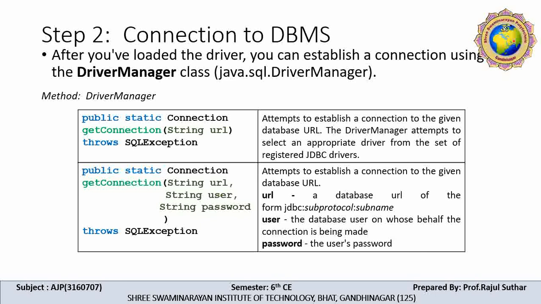So why do we require this getConnection method? getConnection attempts to establish the connection to the given database URL. The URL is nothing but the database URL of the form jdbc colon subprotocol colon subname, and the user is the database user on whose behalf the connection is being made, and we are using the password, so the user's password is also required.